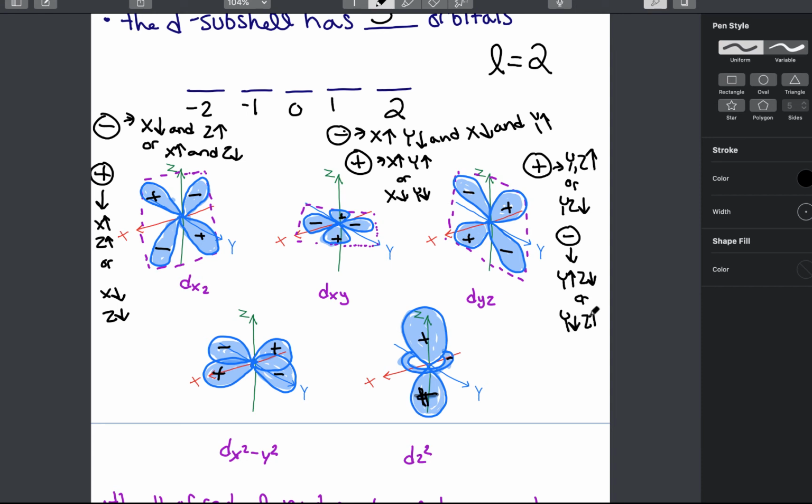And once again, you can think of this as multiplying a positive and a negative together, or a negative and a negative, or a positive and a positive. So that's how you can think of this stuff in order to determine the positive and negative signs.